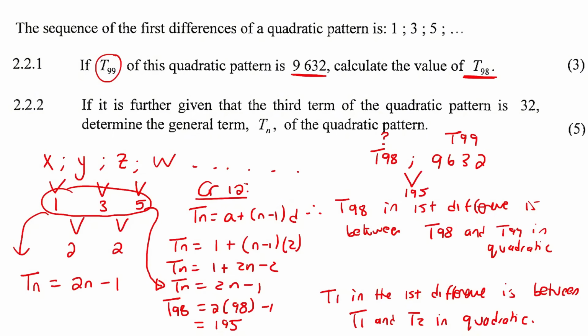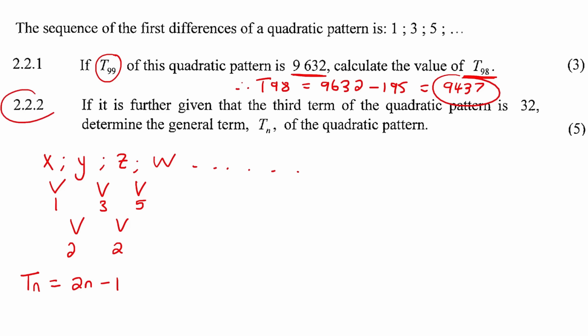195. So if I know that this is 9632, I can work out what this is because I now have the difference between the two numbers. And so I can say that term 98 is going to be 9632 minus 195, and that's going to be 9437.